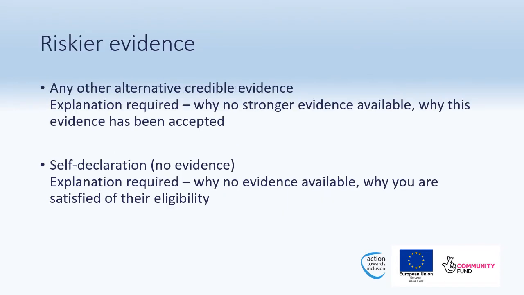If the strongest evidence isn't available, we can look to the riskier options. First, considering any other alternative but credible evidence, any other documents that suggest to you the participant meets the eligibility criteria. This must be accompanied by an explanation for why stronger evidence wasn't available and why this alternative evidence satisfies you of their eligibility. If no evidence exists or cannot be obtained, then a self-declaration can be used.